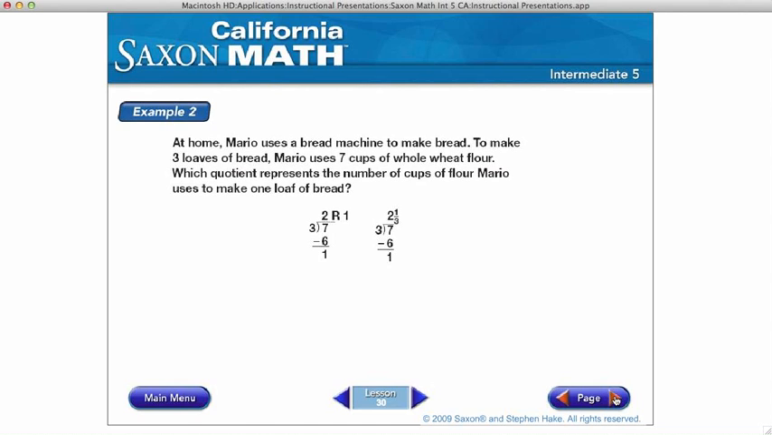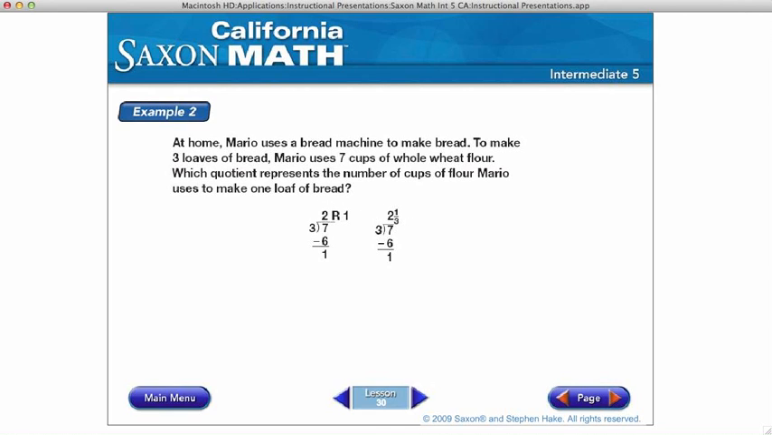At home, Mario uses a bread machine to make bread. To make 3 loaves of bread, Mario uses 7 cups of whole wheat flour. Which quotient represents the number of cups of flour Mario uses to make 1 loaf of bread? So in both problems, I have 7 divided by 3. 3 goes into 7 twice. 2 times 3 is 6. Subtract, and I have 1 left over. In this, I have a remainder. Over here, I have a fraction.